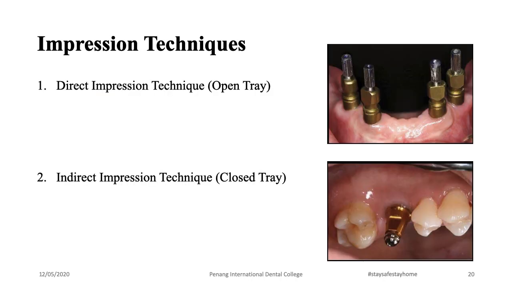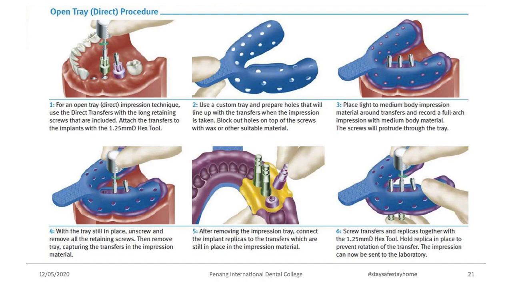Some of the techniques used in impression are the direct impression technique, which is the open tray, and the indirect impression technique, which is the closed tray. Talking about the open tray, the direct impression technique: once the implant is placed, you place the abutment for impressions. You screw the abutment onto the implant, and you have a special tray with a window where these abutments can come out of the tray.